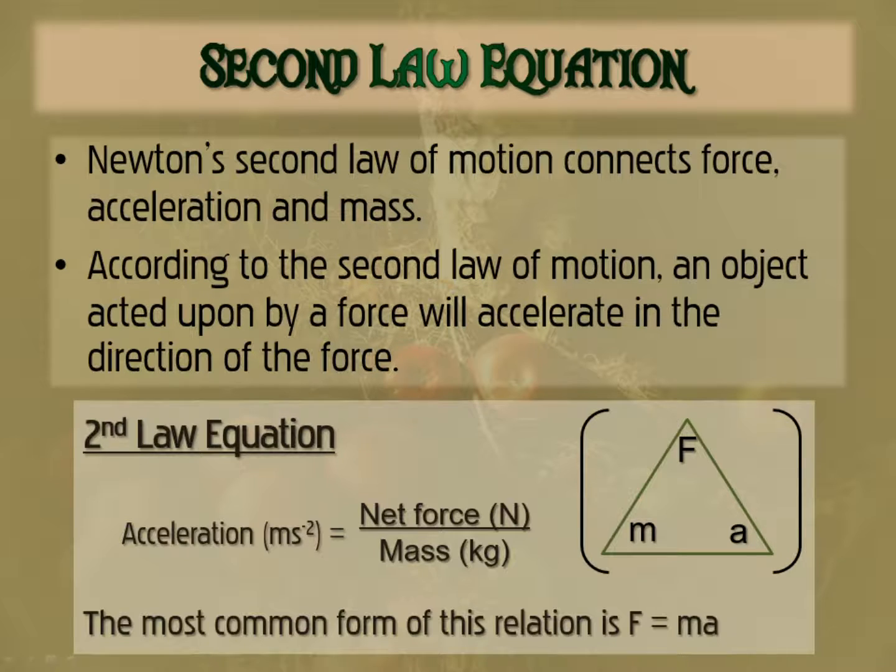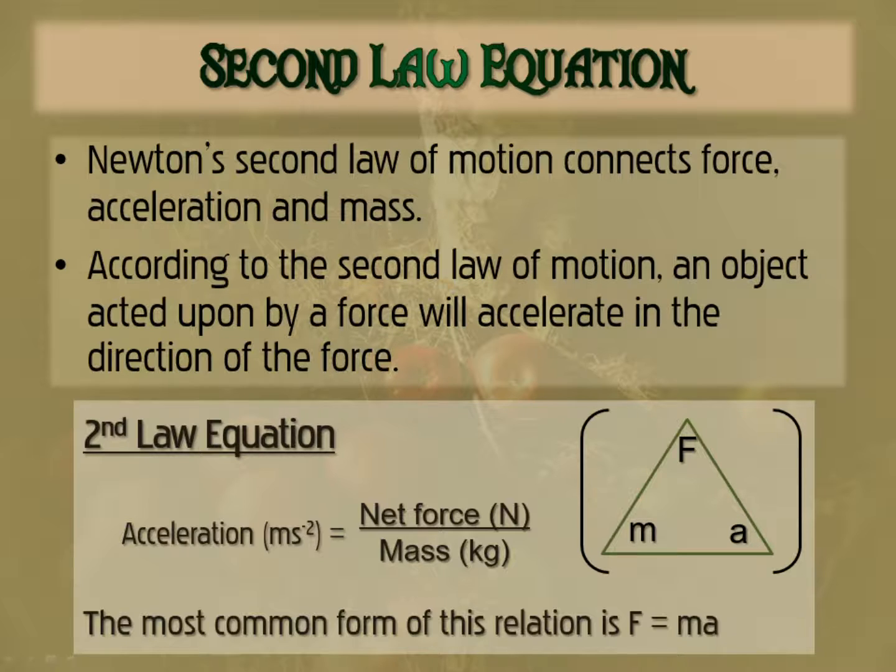So acceleration is force over mass. You can see at the bottom acceleration in meters per second squared, the net force in newtons, and the mass in kilograms. Remember that ms to the minus 2, that's seconds to the minus 2, is the same as m/s squared. And off to the right there is a triangle of physics where you have the three letters F, M, and A.